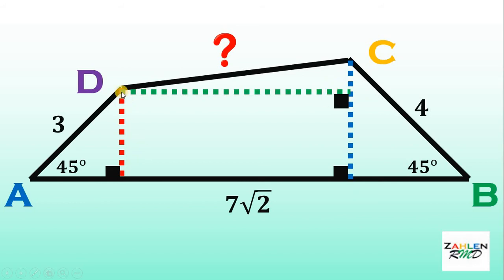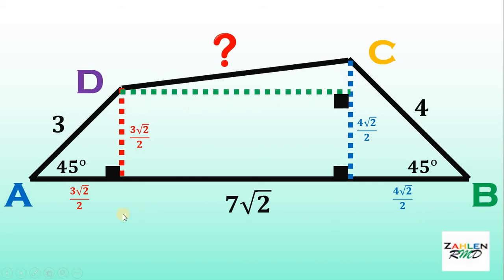Now at this point, we will use the property of a 45, 45, 90 right triangle. Since the given hypotenuse is equal to 3, it follows that one of its legs is equal to 3 over square root of 2, or simply 3 square root of 2 all over 2. Since it is a 45, 45, 90, the other leg is also 3 square root of 2 over 2. Next, applying the same property, this blue segment is equal to 4 square root of 2 over 2, and the other leg is also equal to 4 square root of 2 over 2.